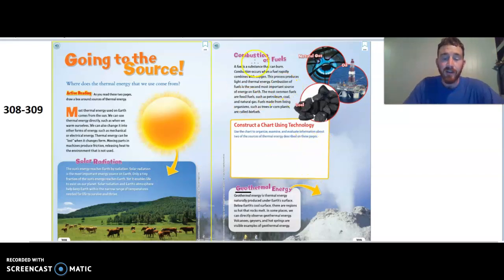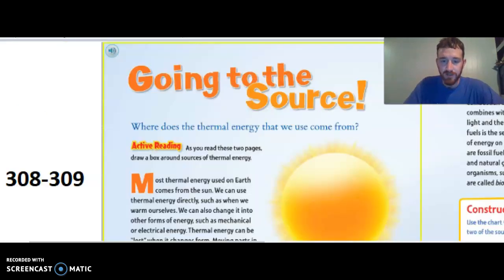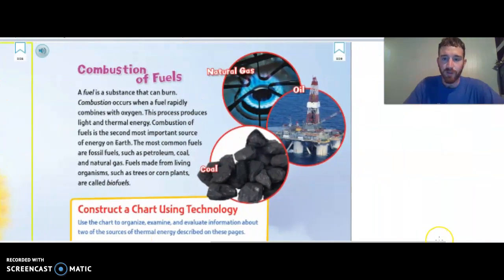Okay. Now the last one we're going to talk about is this. I'm going to zoom in a little bit. This combustion of fuels. Now this is how a lot of our technologies work. And it says a fuel is a substance that can burn. Combustion occurs when a fuel rapidly combines with oxygen, basically burning fuels. Okay. If you do a campfire or a fire pit in your backyard, or grill with charcoal on the grill, or even just use natural gas for your grill, you're burning that fuel. And that obviously creates heat. It creates the heat that allows us to cook our food or keep our houses warm and things like that.